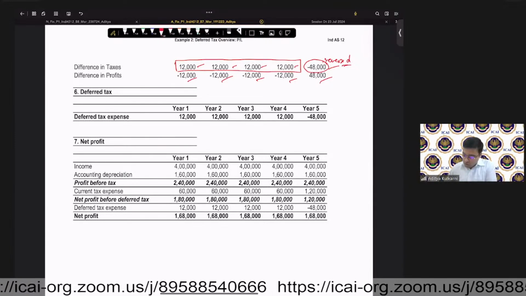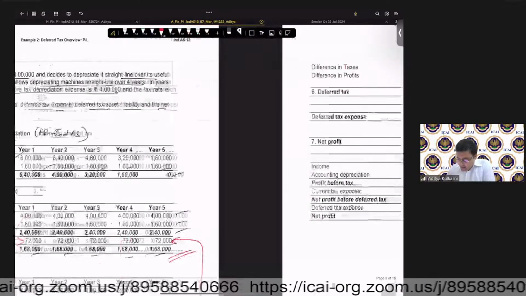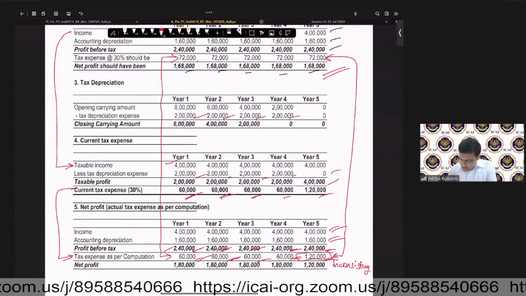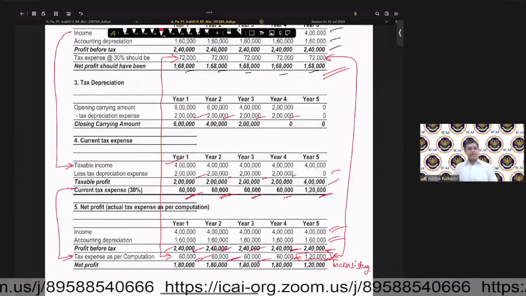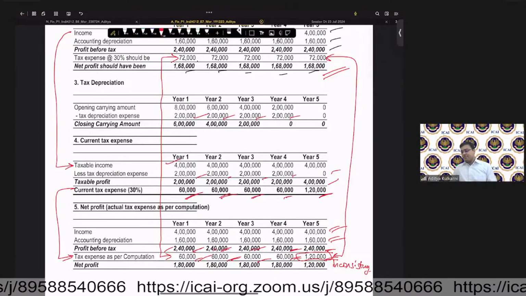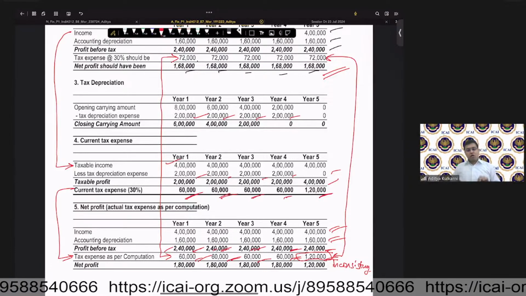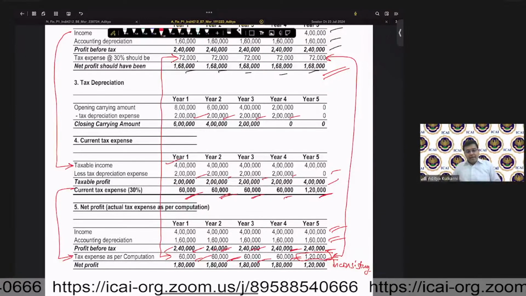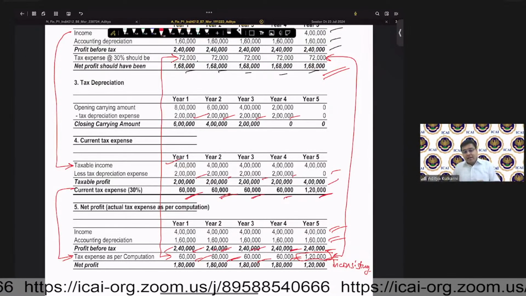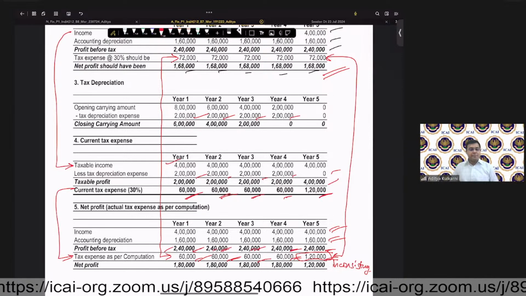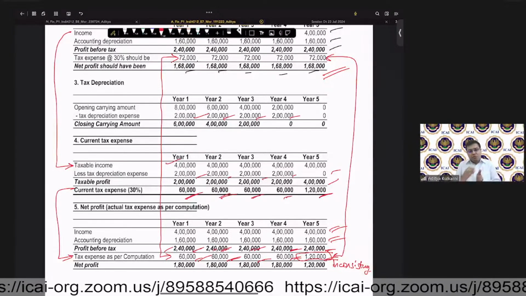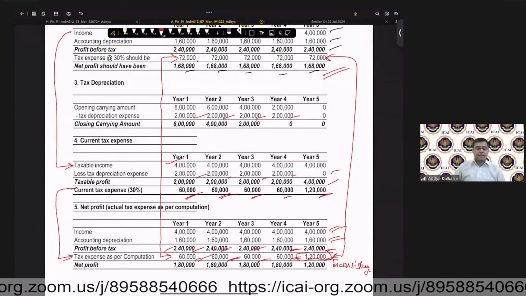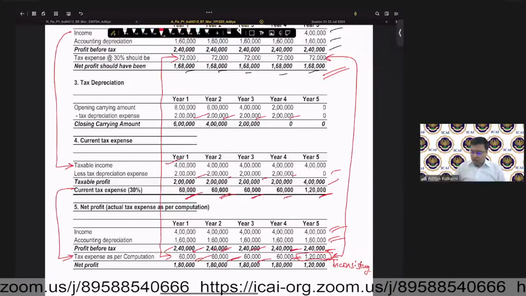So if I just account for tax expense as 60, 60, 60, 60, 120, is it actually correct? Or is there a problem because of this? Am I actually having reduced tax initially, or have I postponed this tax by 12,000 to the next period, to the fifth period? Are you able to understand?